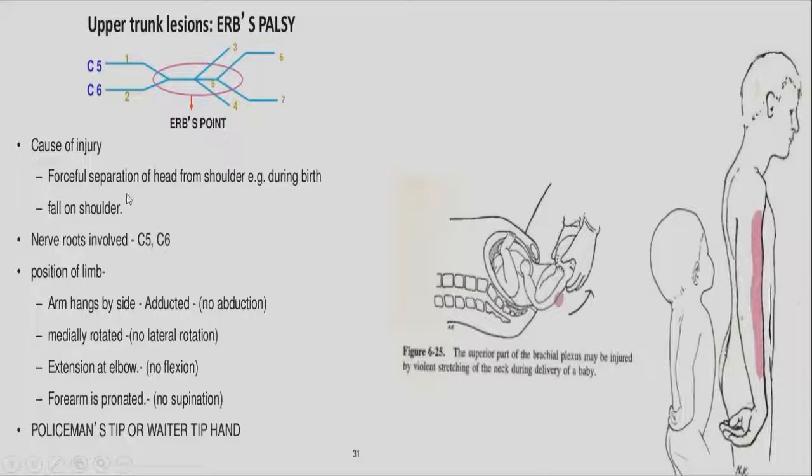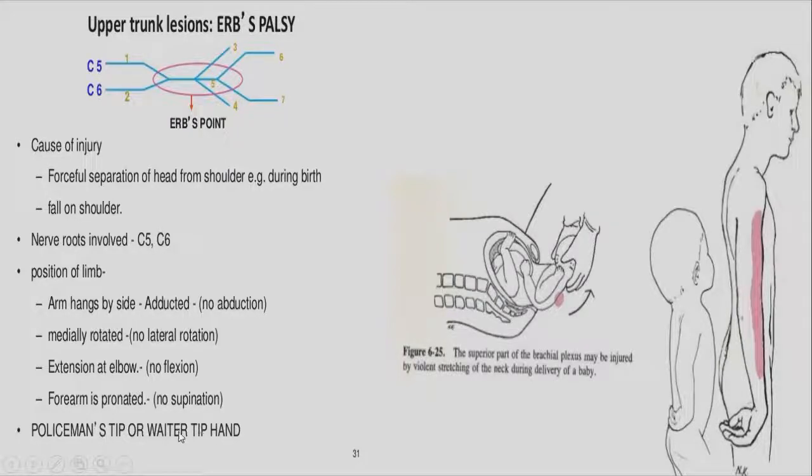Or maybe when someone falls on the shoulder. So now, what are the roots that are affected in Erb's palsy? Erb's palsy is damage to the upper trunk, and the upper trunk is made up of C5, C6. Okay. So now, the child presents in this manner. You have this feature where the hand is in that direction, and you can simply call it the policeman's tip or the waiter's tip.